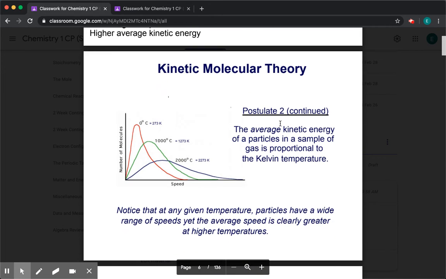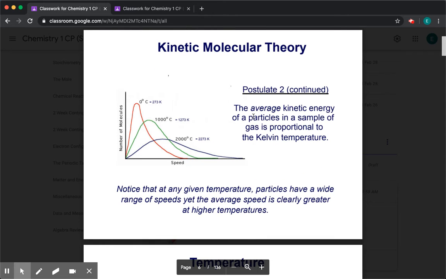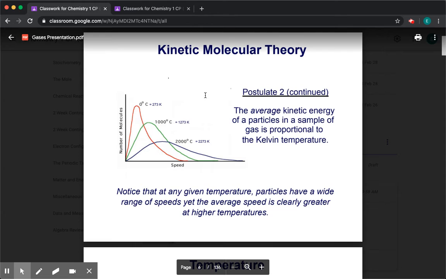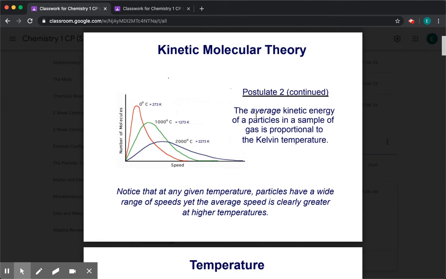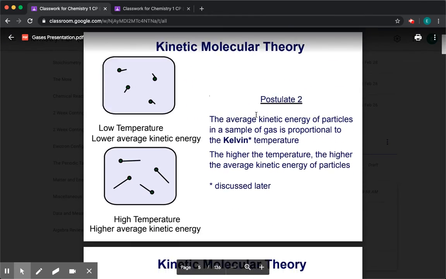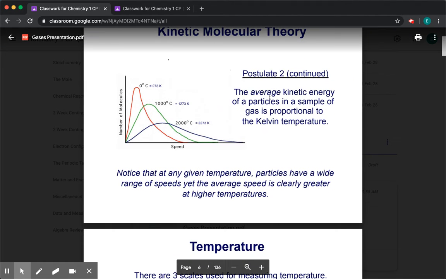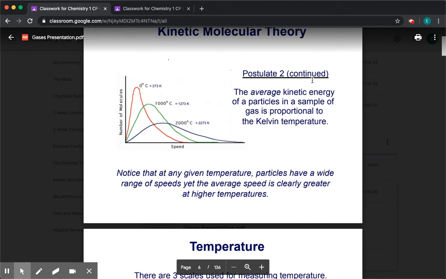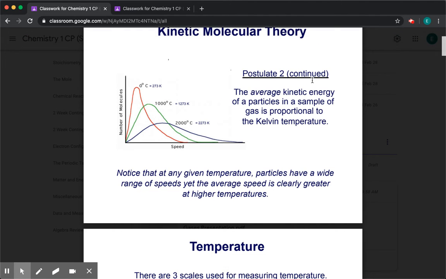Now, this is the second one continued. If you were to average the kinetic energy of all particles, it would be proportional to the temperature. So these are essentially saying the same thing, except this one is referring to the average. Not every single gas particle is going to have the exact same kinetic energy at the exact same time. But if you average them out, it'll be related to the temperature.